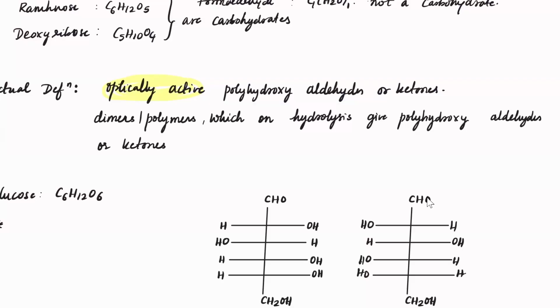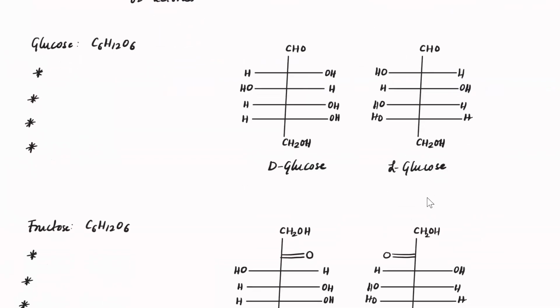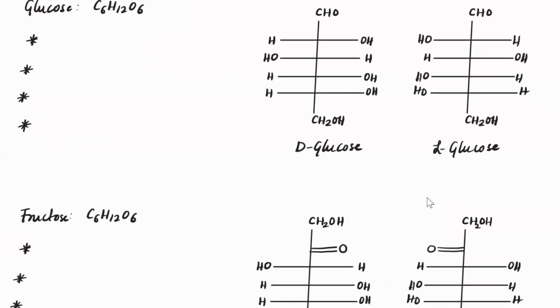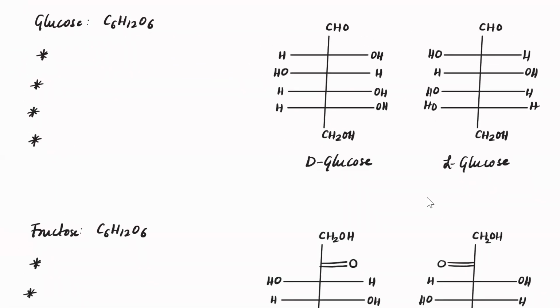Okay. Now, this might be in the form of a dimer. They might be in the form of a polymer also. And if these dimers and polymers on hydrolysis give polyhydroxy aldehydes or polyhydroxy ketones, even then we can call them carbohydrates. Okay. The two main carbohydrates that we have to know much more in depth are glucose and fructose.